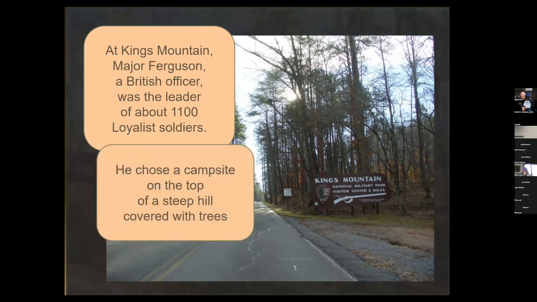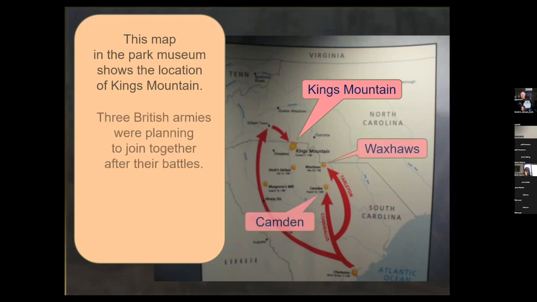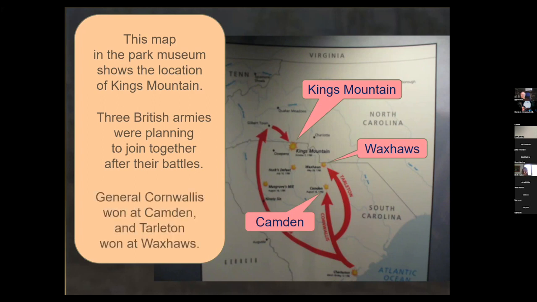He chose a campsite according to standard military doctrine at the time, and that is to choose the high ground. And the map shows, the Park Museum shows the locations of Kings Mountain there. Three British armies were planning to join together after their battles, and then they were going to go north in order to finish off this upstart named George Washington. General Cornwallis had won his battle at Camden. General Tarleton had won the battle at Waxhaws. And then you had Ferguson at Kings Mountain.